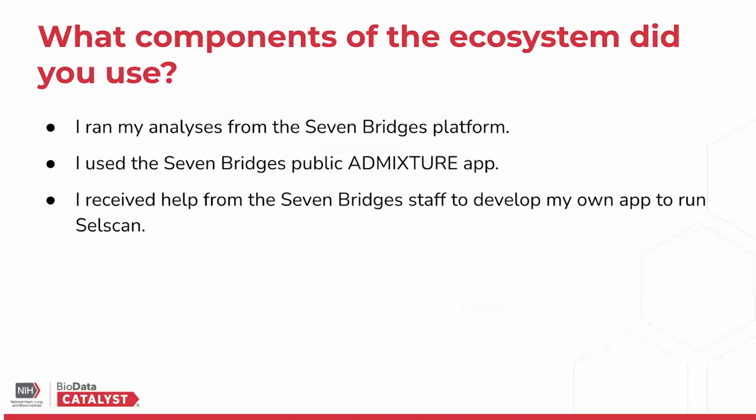And so how I accomplished this project: all of my analyses were run on the Seven Bridges platform. On Seven Bridges, there's a public admixture app. I was able to use that with some slight modifications so that I could control the random seed function, so that I can run a lot of different replicates of admixture for different numbers of ancestral populations. And then I also had to develop my own app to be able to run SelScan and all the different selection scans that SelScan can input.